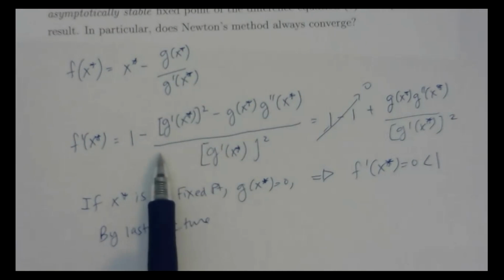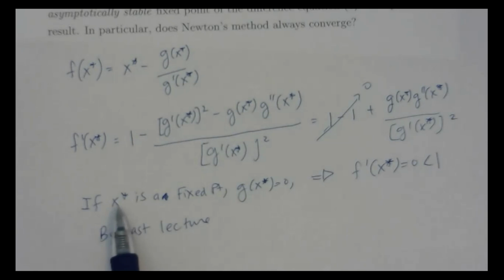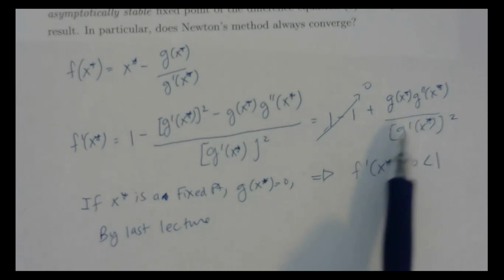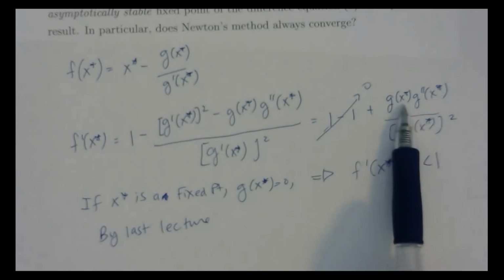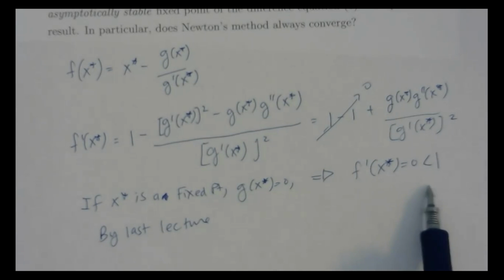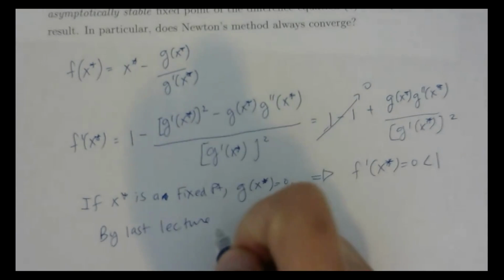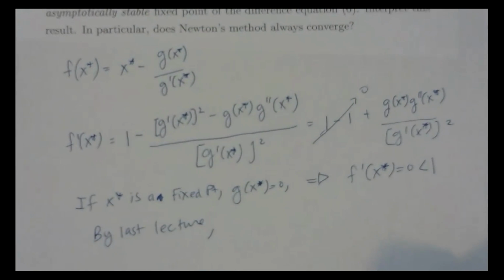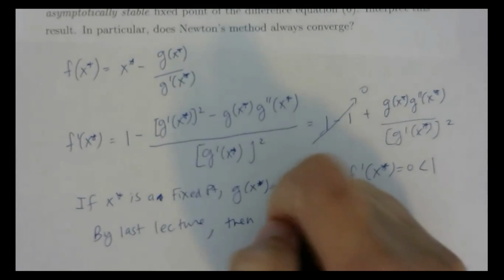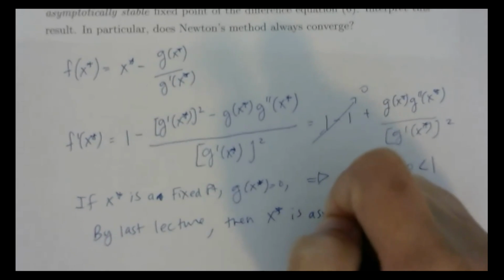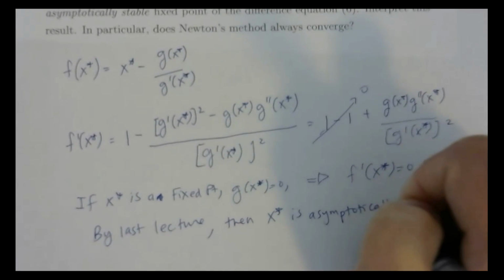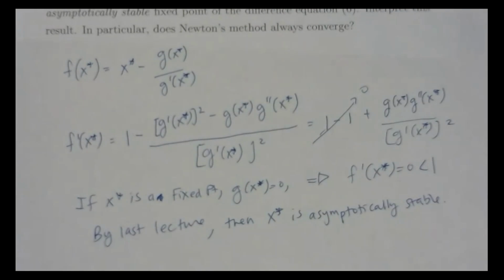So this was the derivative that we did. We said this is 0. So if we had x star as a fixed point, then g of x star is 0, which means f prime at x star up here, these two terms sum to 0. This is 0. This is non-zero. That's going to be less than 1, of course. And then by the last lecture, we saw if f prime at the equilibrium is less than 1, then the equilibrium itself is asymptotically stable. x star is asymptotically stable. Sound good?